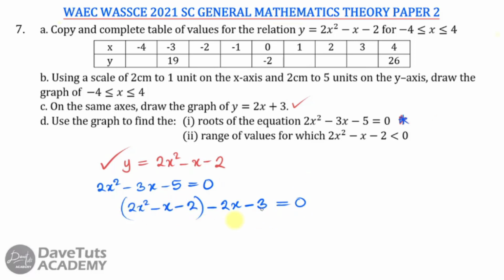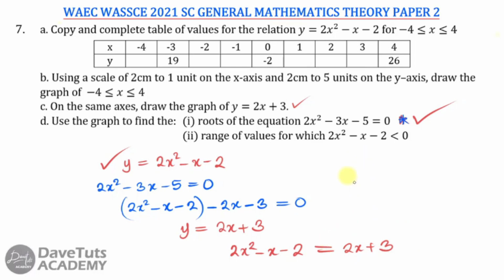This is the manipulation that we need, and you can see that this in bracket is y already, so I can just write that as y. Then when minus 2x moves to the other side, it's going to be 2x. When minus 3 goes to the other side, it becomes plus 3. So the root of this equation means that you should find the point where y, which was given as 2x squared minus x minus 2, is equal to this new equation 2x plus 3.